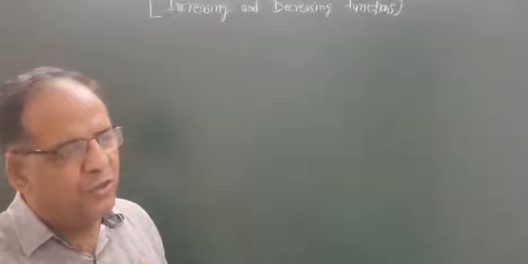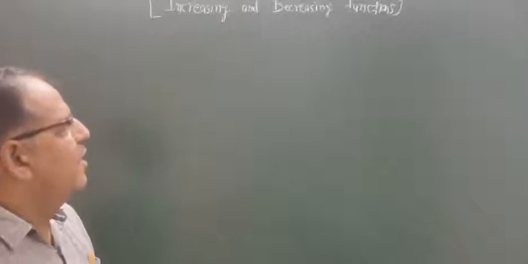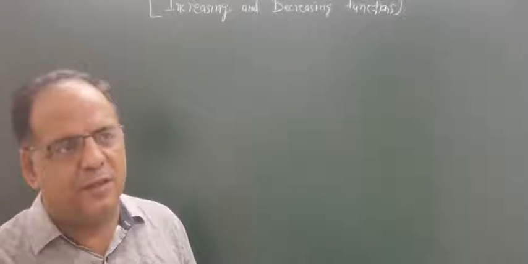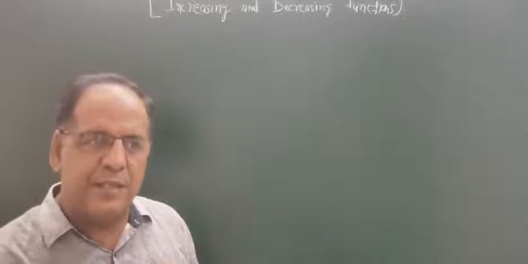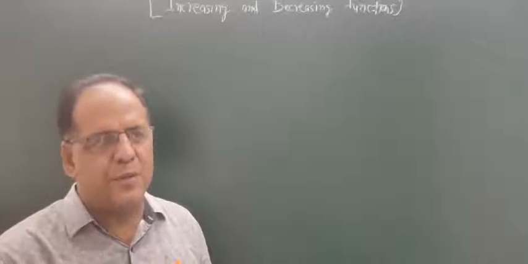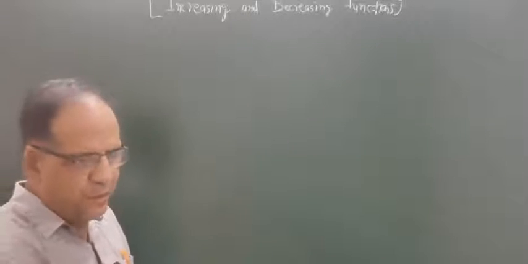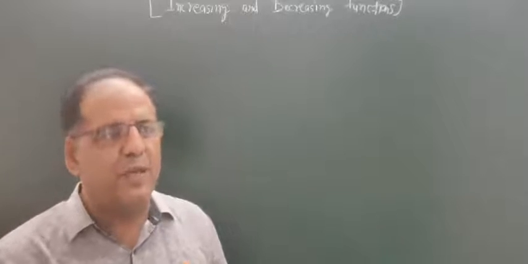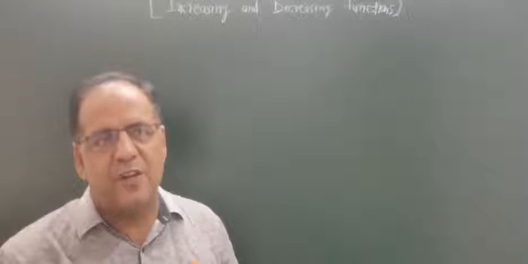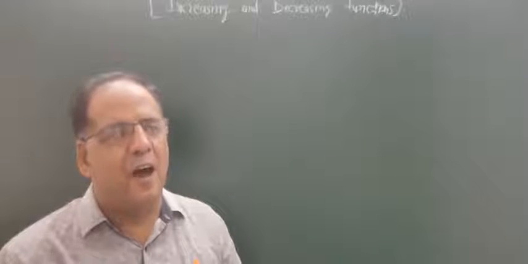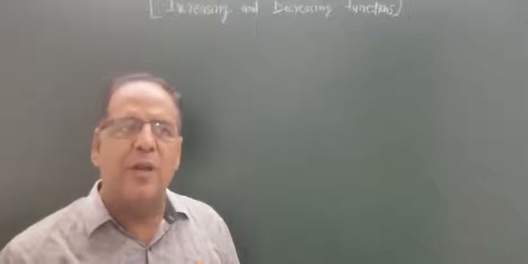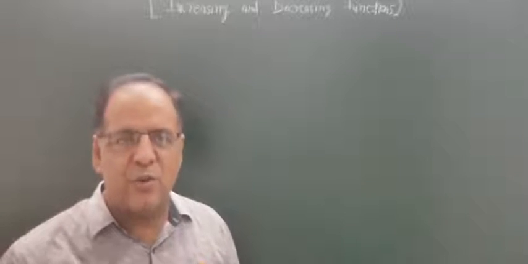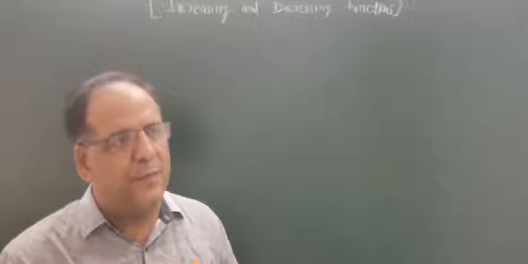Hello students. So now in this video we will discuss the intervals in which the given function may be increasing, may be decreasing, may be strictly increasing or may be strictly decreasing. The conditions for increasing, strictly increasing, decreasing or strictly decreasing are that the derivative of the function is greater than or equal to 0, greater than 0, less than or equal to 0 or less than 0.